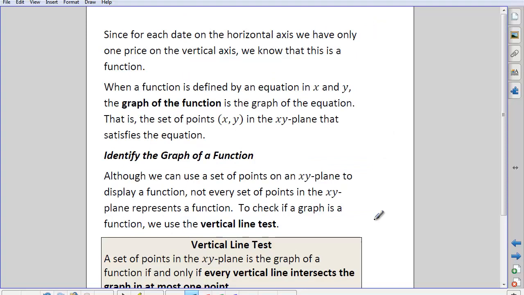So how do we know if a graph is the graph of a function? Okay, that's the first question. We've got to go back to that definition of a function. Remember, when we talk about a function, we said the definition of a function is each input has only one output. That's the definition of a function. Each input has only one output.